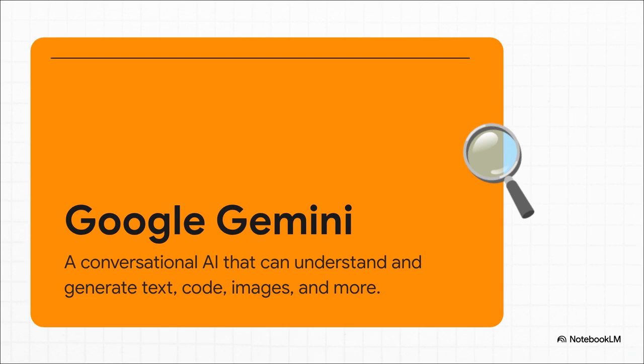So what is it officially? Well, at its heart, Gemini is a conversational AI assistant. But a better way to think about it is like a multi-talented partner you can talk to. One that's built to understand and generate all sorts of things. We're talking everything from simple text to complex code and even images.